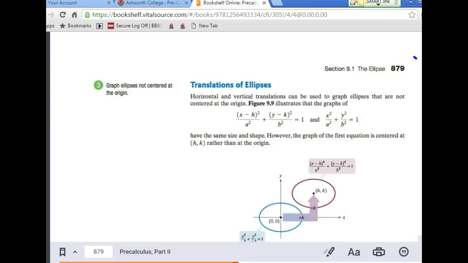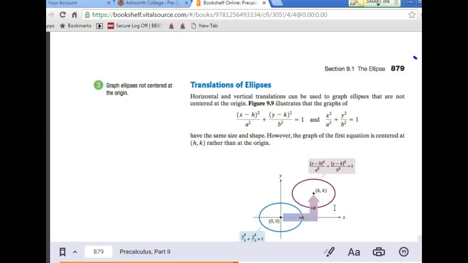Hello, we're looking at example 4 in lesson 9.1, which is on the ellipse in your pre-calculus textbook. We're going to start on page 879. Before we actually go to the problem, I just want to remind you of a couple things. When we solve this problem, this is the formula that we're going to use.